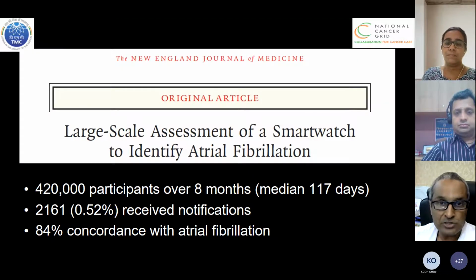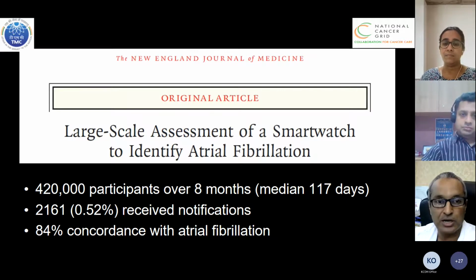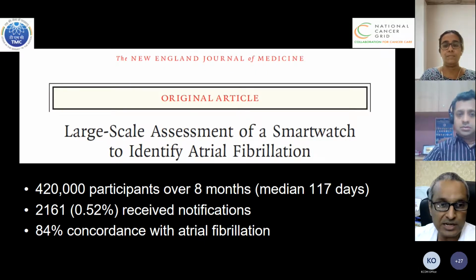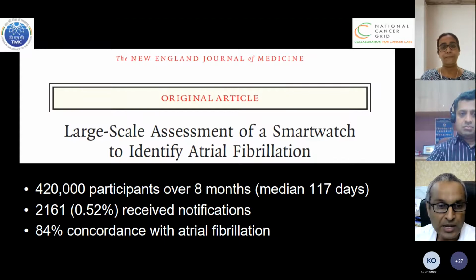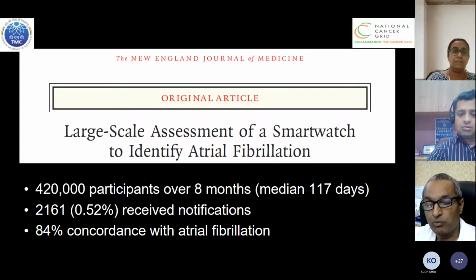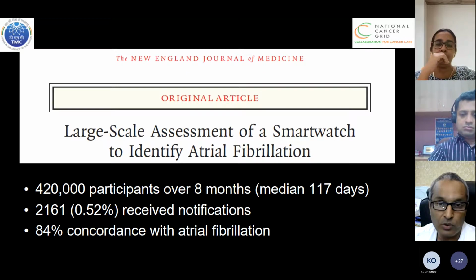I'll come back to this example, which actually got published in the New England Journal of Medicine, the Apple Watch study. Again, a collaboration with Apple, funded by Apple, run by the Stanford medicine researchers, over 400,000 participants followed up over 8 months with a median of 117 days, of which 0.5% received notifications, which meant that they had some abnormality in their heart rhythm. And there was 84% concordance with atrial fibrillation, which is a potentially life-threatening illness. So clearly showing that even with strong technology, you need to validate them in the real world before adopting them as routine.